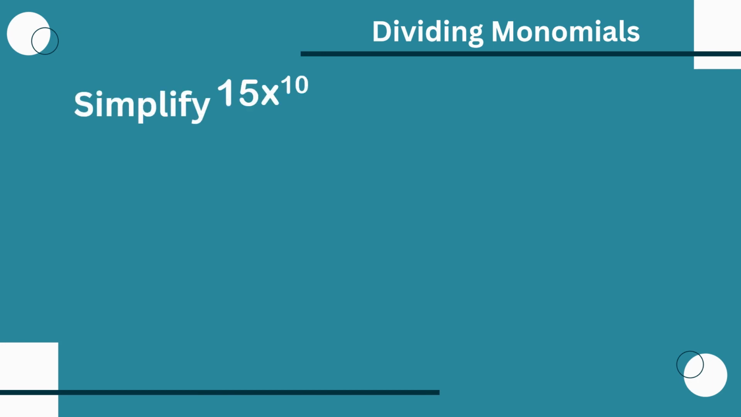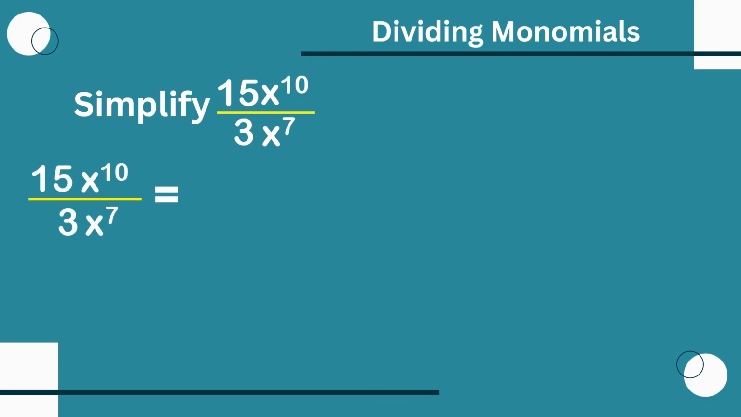Next, we're going to discuss dividing monomials. For example, simplify 10 raised to the exponent of 10 divided by 3x raised to the exponent of 7. So in this example, we're going to separate the numerical coefficient and the literal coefficient. So 15 divided by 3 and x raised to the power of 10 minus 7.